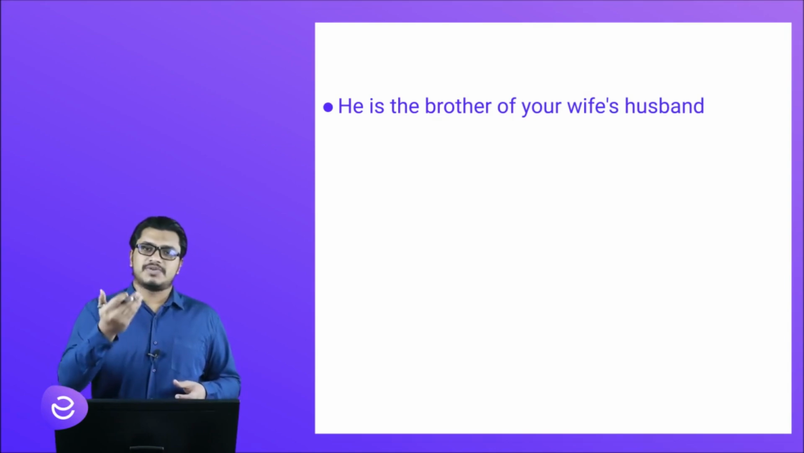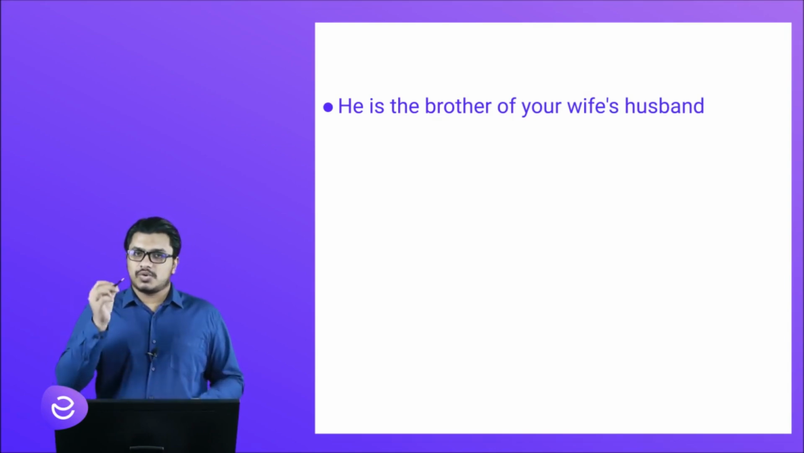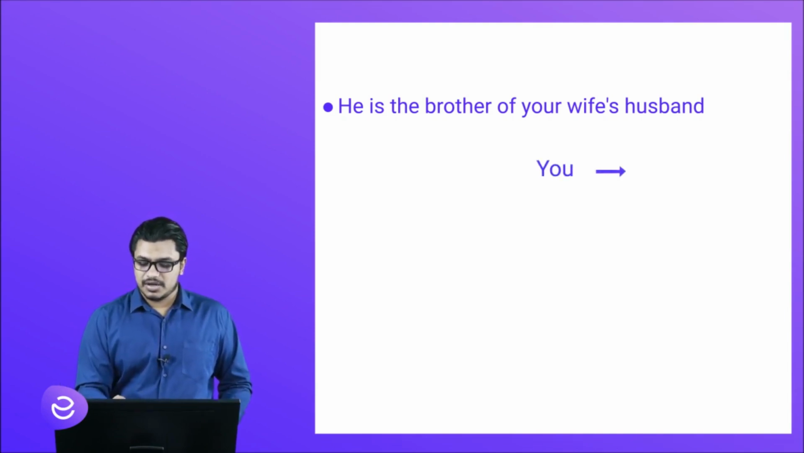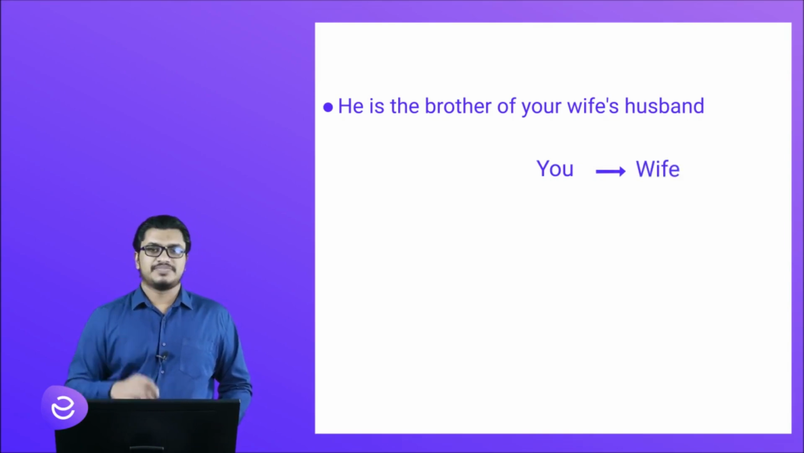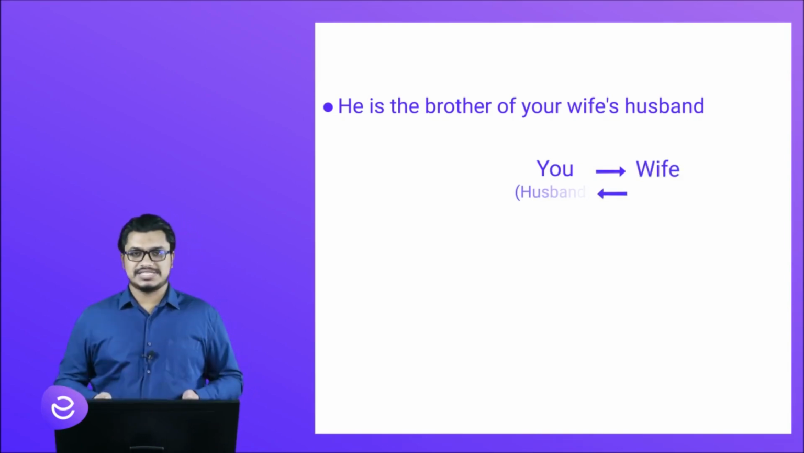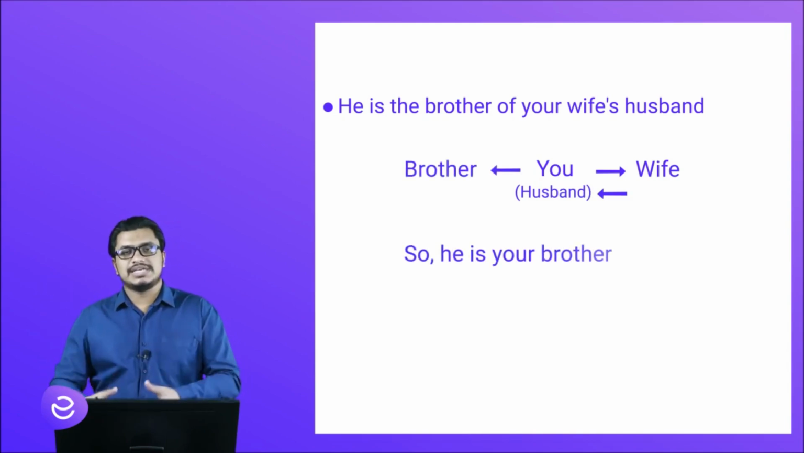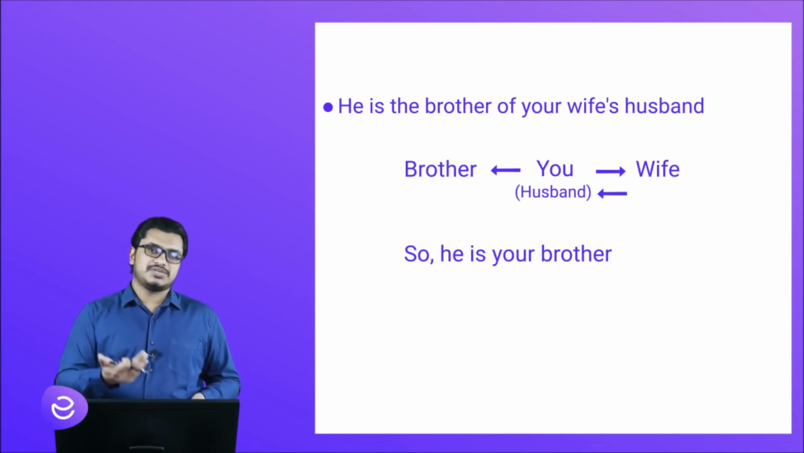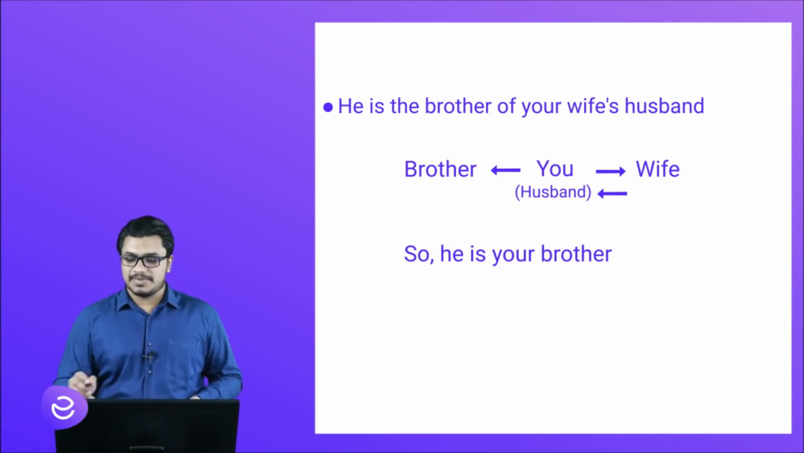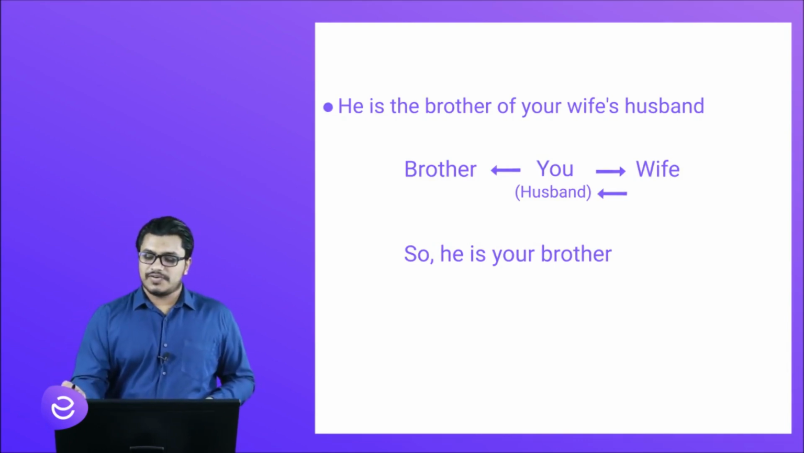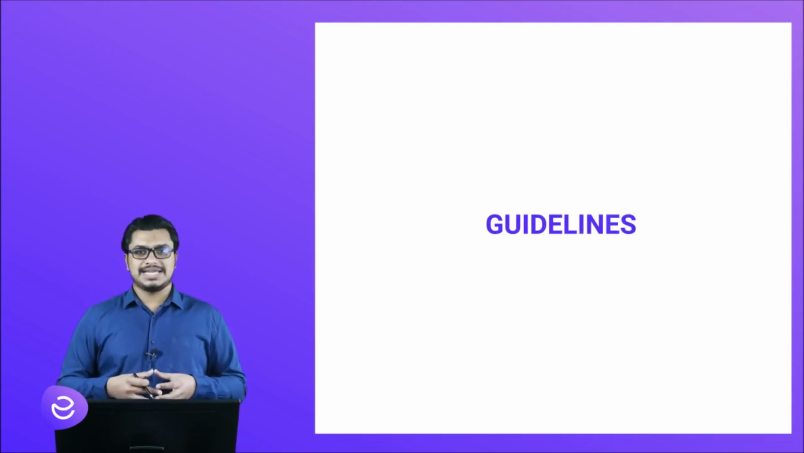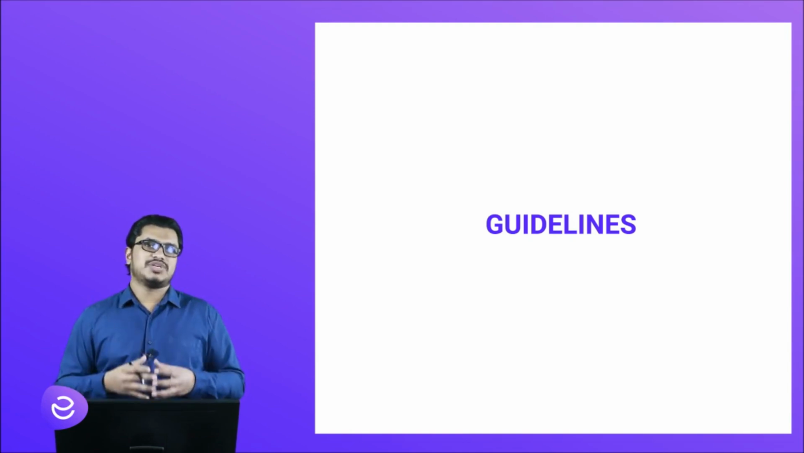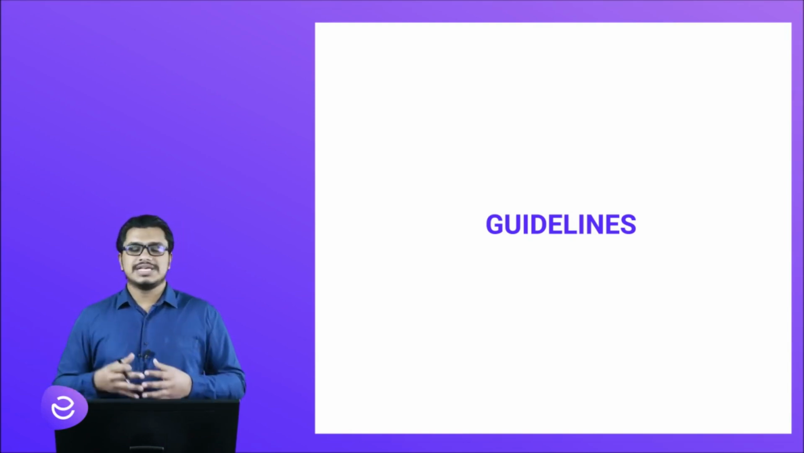He is the brother of your wife's husband. So your wife's husband is you yourself, and he is your brother. So that is a direct brother relationship. It might sound confusing. That is why I told you in the first place that you will need a pen and paper to do this kind of problem. First, let us go with some guidelines, as we do normally. We'll go with guidelines on what you have to keep in mind while doing a question on blood relation, and then we'll dive right into the sample questions.